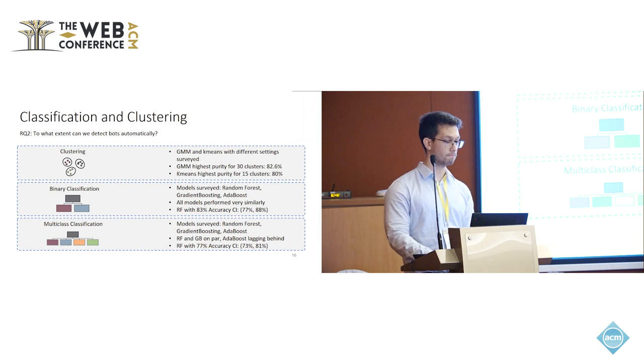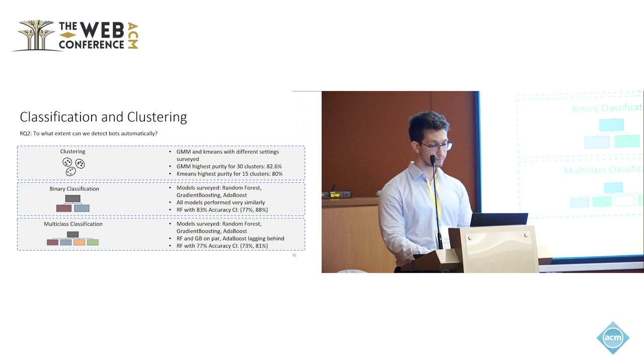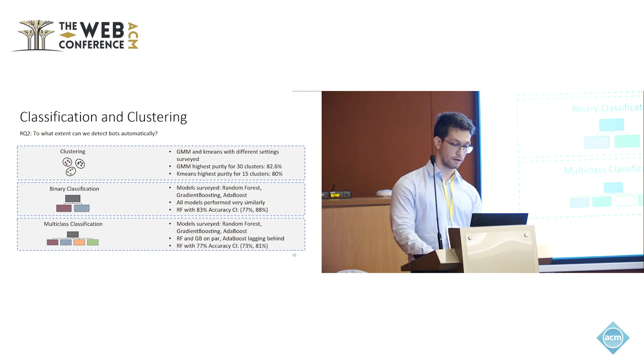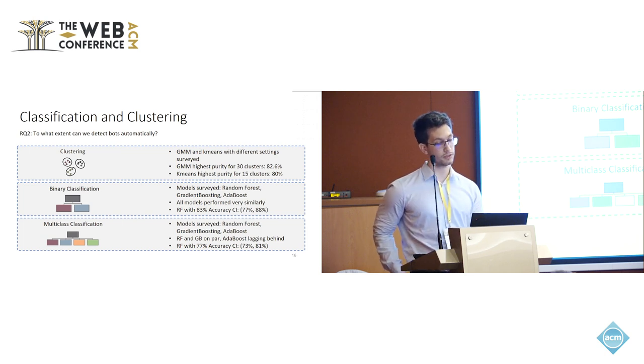In any case, that makes the clusters more interesting when there's a certain suspicion in them so that they're either humans or bots, but not mixed. That's what we don't necessarily want. And the more clusters you have, the easier it is to, by chance, get some pure clusters. So the number of clusters always has to be considered when looking at the purity. And for binary classification, we got a random forest with 83% accuracy.